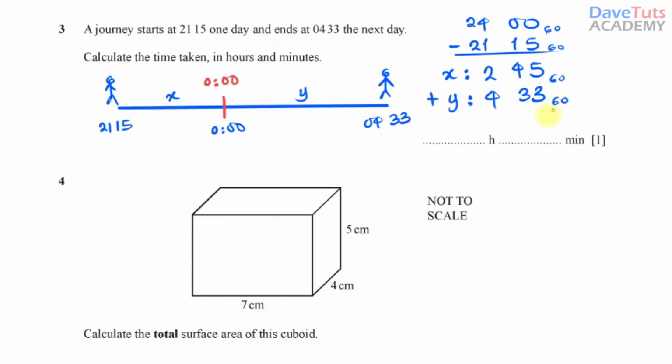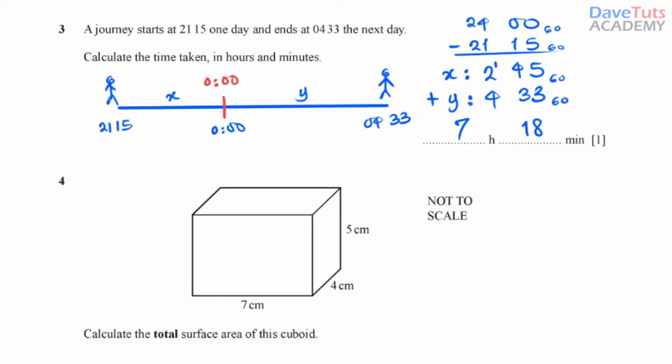So here we have 18 minutes, but because we have scaled beyond 60, that means coming here we have an additional 1 to add to the hours. So 2 plus 4 is 6, plus that 1, that will be 7. So inherently what we're having is that the time taken for the journey in hours and minutes is 7 hours 18 minutes for this particular journey.